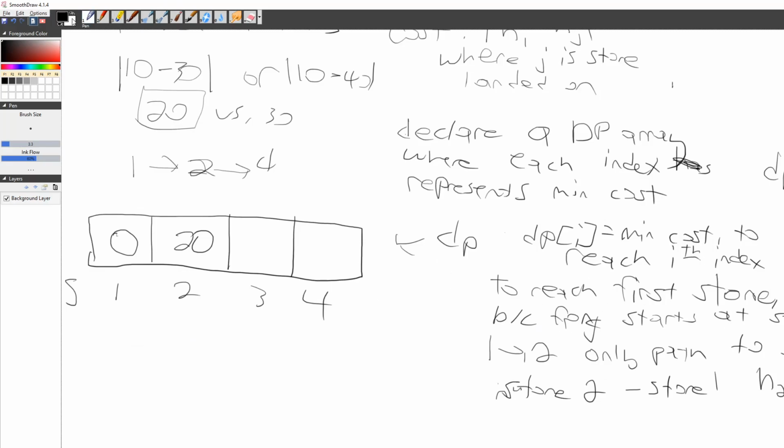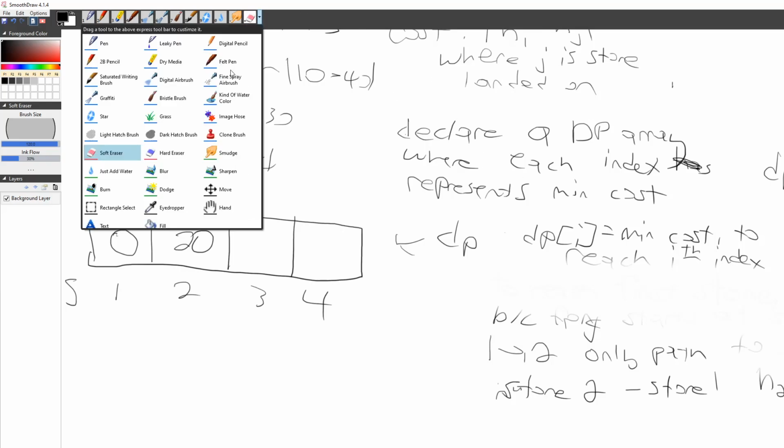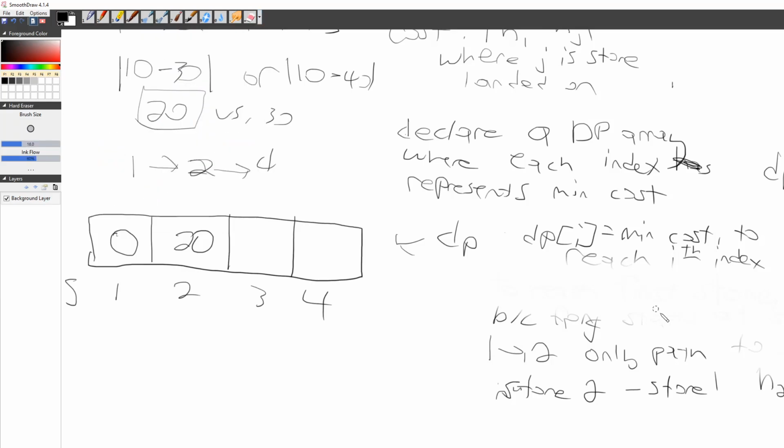Just gonna erase some stuff here because I don't really know how to do the rest without any extra canvas space. This is the free version. Yeah, I don't know why this eraser is a hard eraser. This is a soft eraser. Okay, you know what? Hold on. Here we are. Okay. I think that's fine.